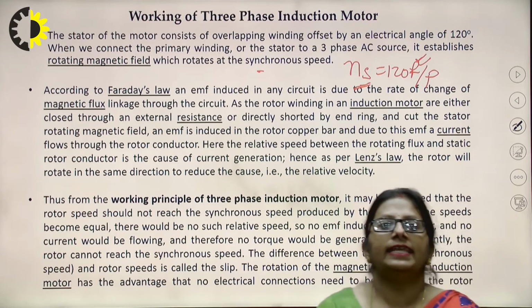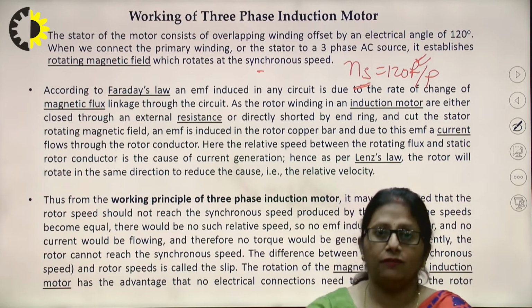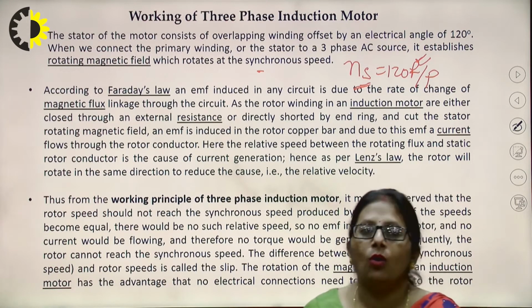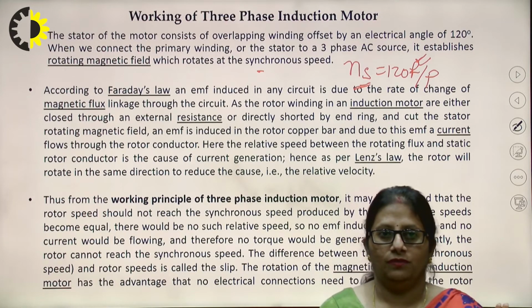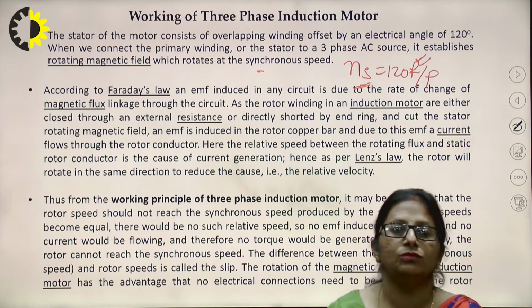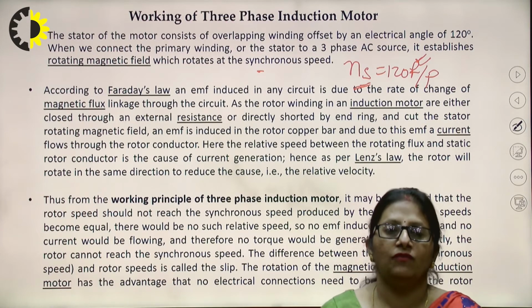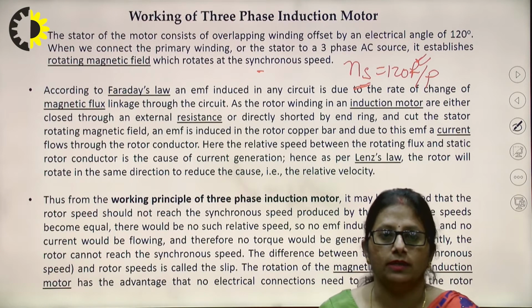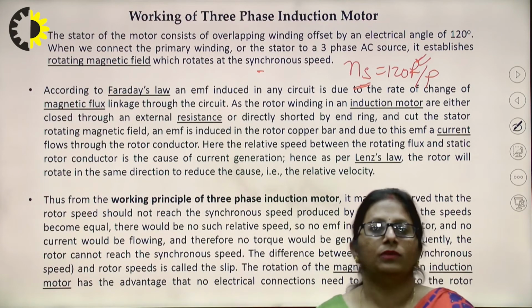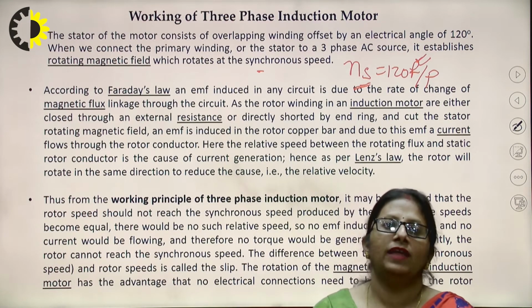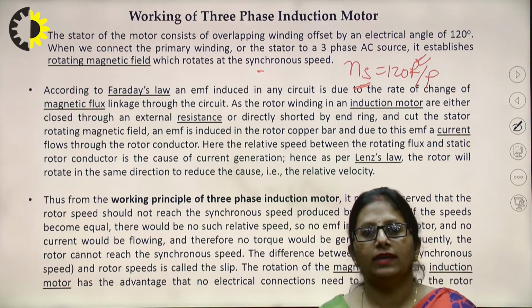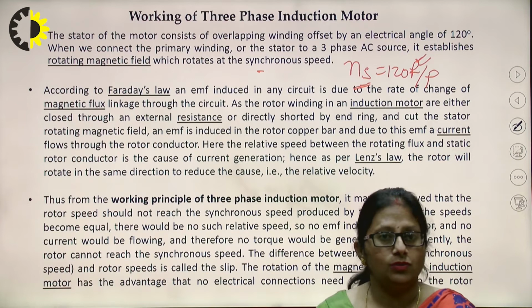So here, the relative speed between the rotating magnetic field, or the rotating flux, and the static rotor conductors is the cause of the current generation, right? Hence, as per Lenz's law, we know that the rotor will rotate in the same direction so as to reduce the cause. And what is the very cause of producing this rotation? That is the relative velocity between the rotating magnetic field and the static rotor conductors, right? So because of that, the rotor will rotate in the same direction as that of the rotating magnetic field so that the relative motion between the two can be resolved.